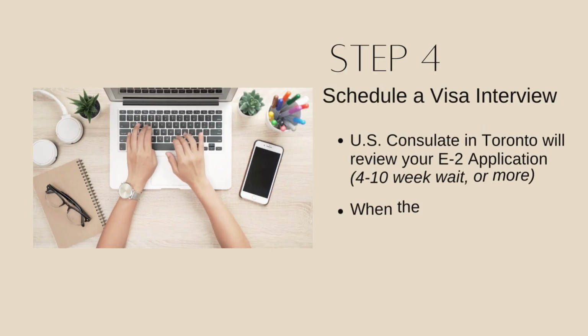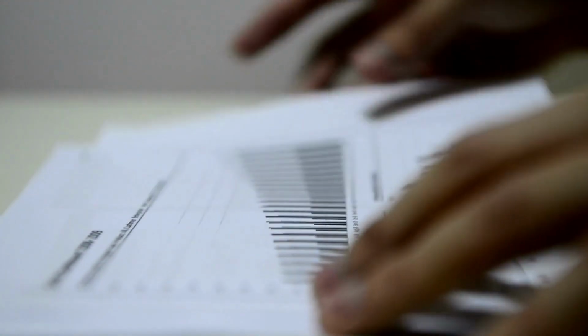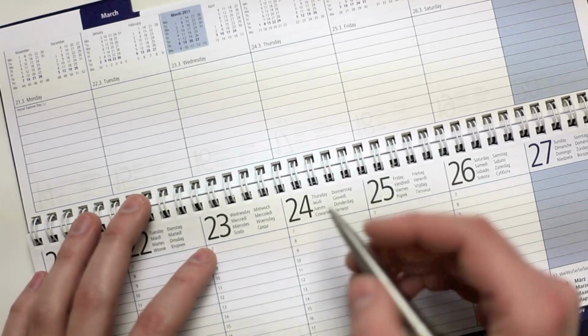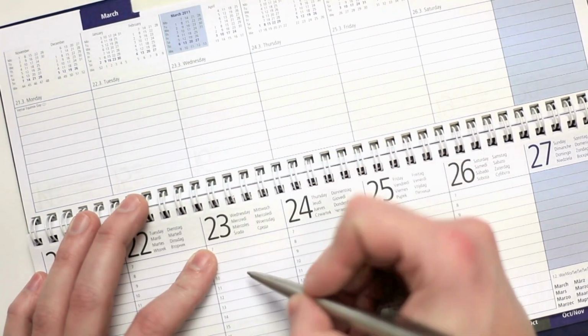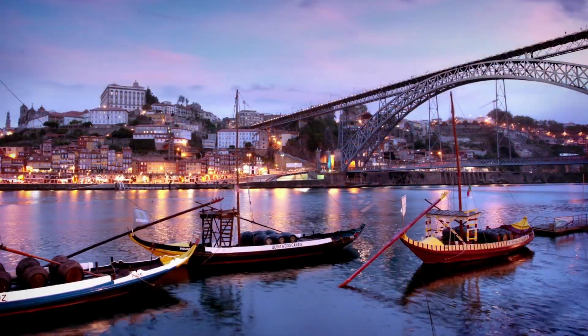Alright, we're finally at step 4. Here in step 4 is about scheduling the visa interview date. After submitting the E2 application in step 3, you need to wait for the U.S. Consulate to review the application, which can take 4 to 10 weeks specifically for a U.S. Consulate in Toronto. Sometimes they'll take more depending on how busy they are. The length of time it takes for the review will depend on each consulate.